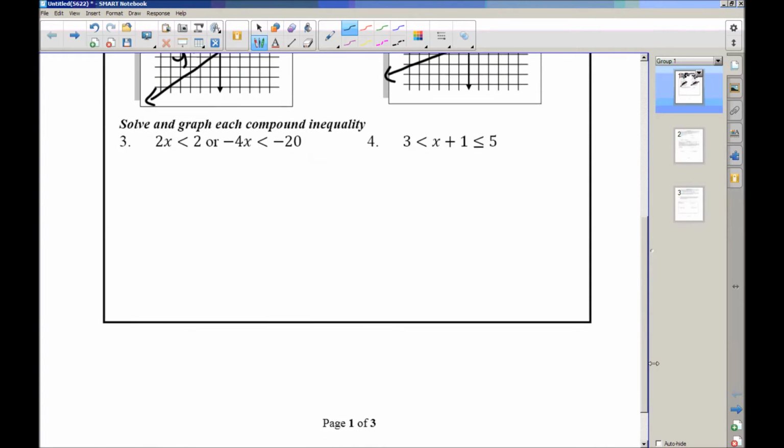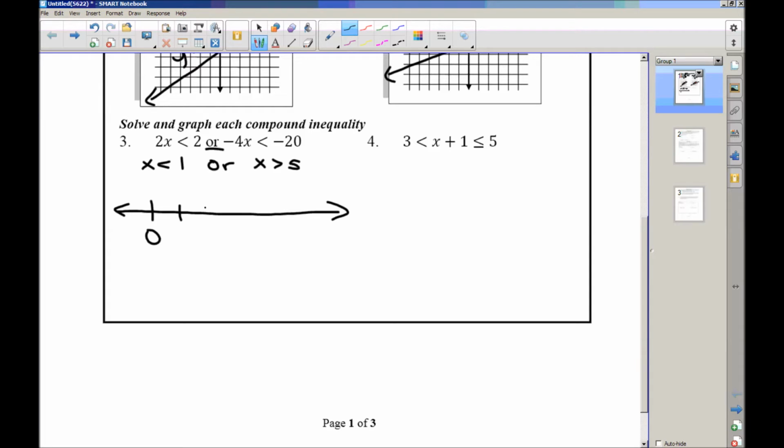All right, solve and graph each compound inequality. So our first one is an OR. So we solve each side separately and graph them on the same grid. So this will be x is less than 1 or x is greater than 5. Remember, when you divide by -4 on both sides, it's going to flip the inequality sign from less than to greater than.